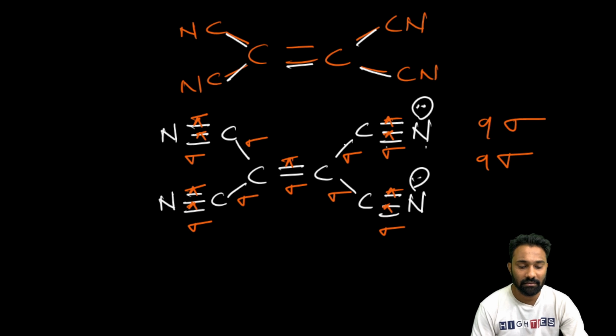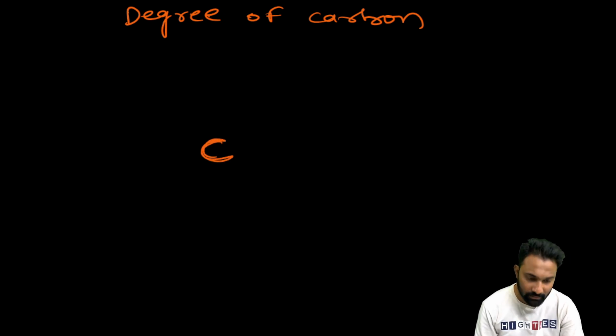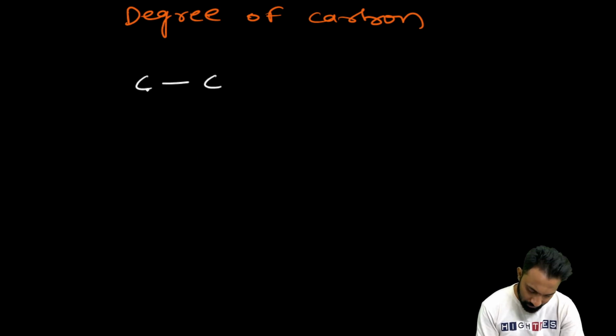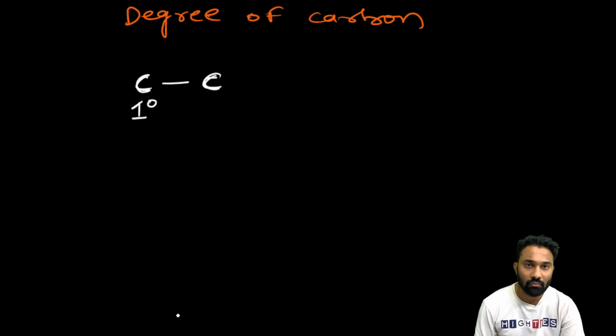Clear? Done? Now, next we are going to see the degree of carbon. Now, what is the meaning of the degree of carbon? Means, for this carbon, if it is attached with only one carbon, right? So this carbon we call a 1 degree carbon. Clear?